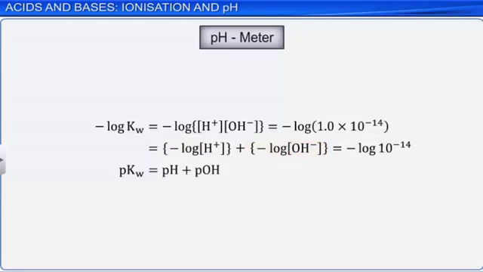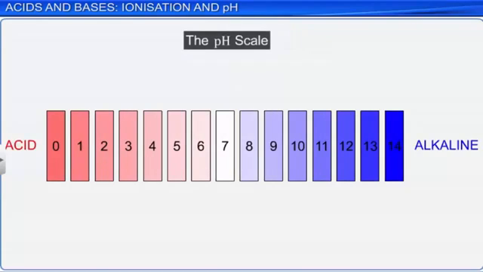Thus, the ionic product of water at 298 Kelvin, pKw, is equal to pH plus pOH, which is equal to 14. Based on the pKw value, the pH scale has markings from 1 to 14, and the nature of a solution as neutral, basic or acidic is determined depending on its value on this scale.